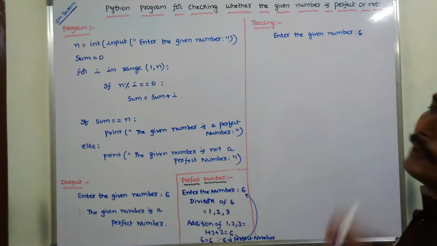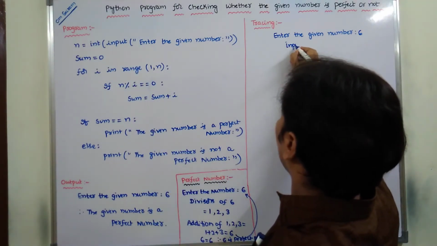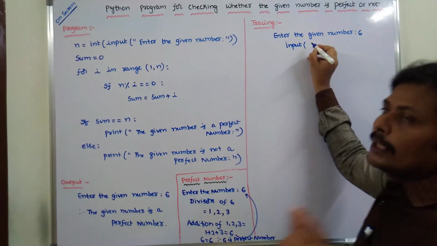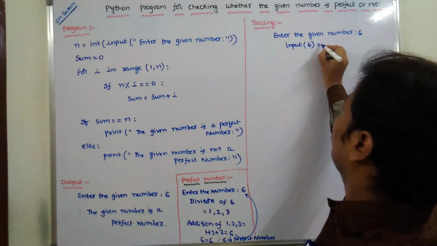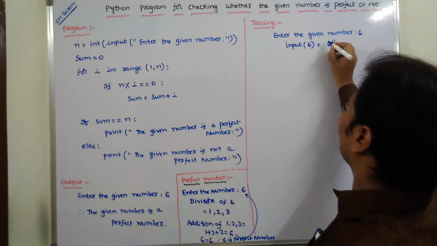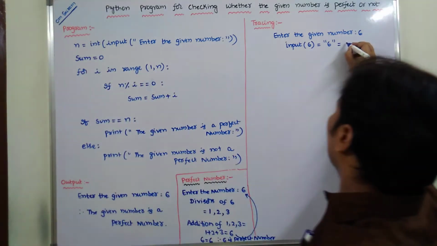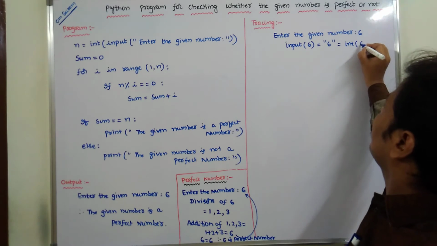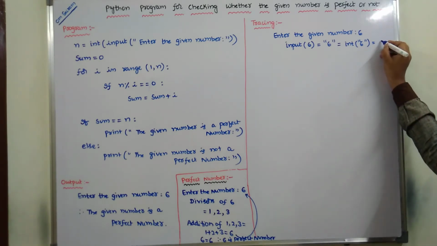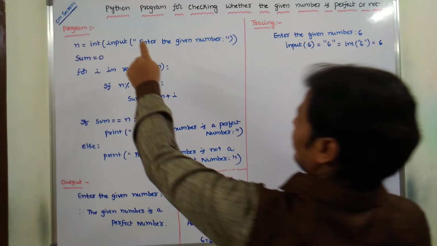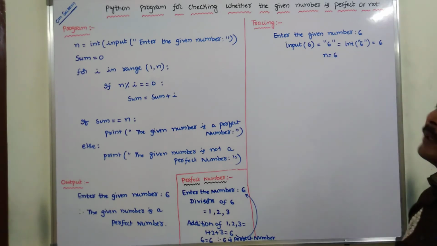That is 6. This 6 value is taken by the input function. The input function reads the input entered from the keyboard by the user or programmer, and it returns the string value of 6. This string value is taken by the typecasting int function, which returns the integer value 6. This integer value is assigned to the variable n. Now the n value is 6.